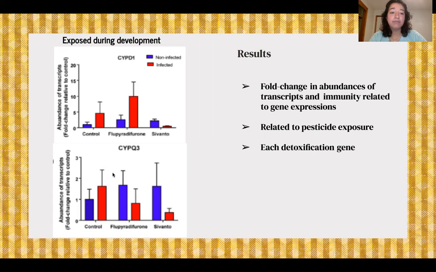For CYPQ3, the abundance of this gene expression was higher for bees that had been exposed to the insecticide when they were not infected with the Nosema serenade spores, and it was higher for the infected bees when they had been exposed to the insecticide control.